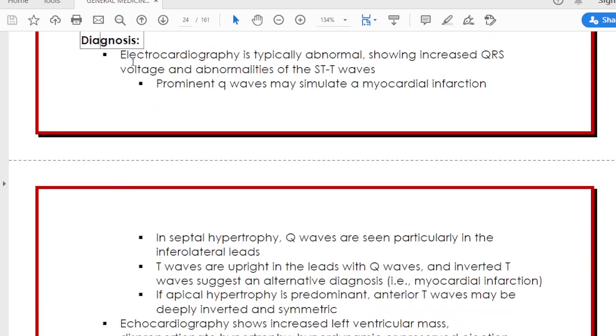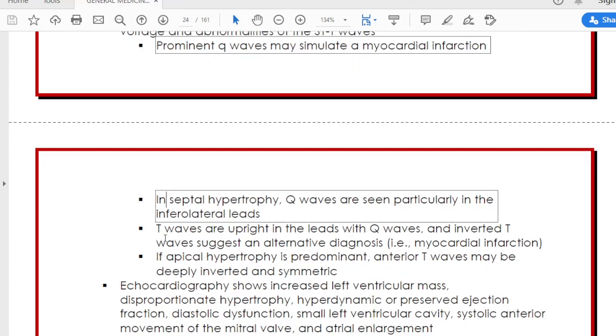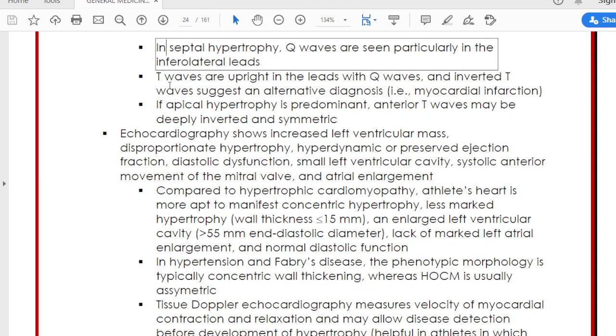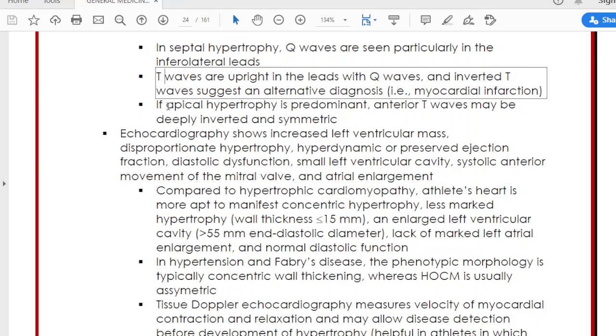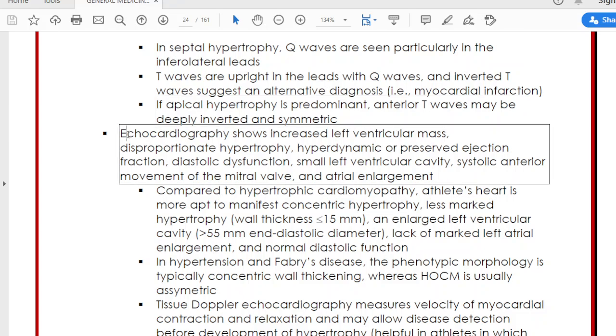Diagnosis. Electrocardiography is typically abnormal, showing increased QRS voltage and abnormalities of the ST-T waves. Prominent Q waves may simulate a myocardial infarction. In septal hypertrophy, Q waves are seen particularly in the inferolateral leads. T waves are upright in the leads with Q waves, and inverted T waves suggest an alternative diagnosis, i.e., myocardial infarction. If apical hypertrophy is predominant, anterior T waves may be deeply inverted and symmetric.